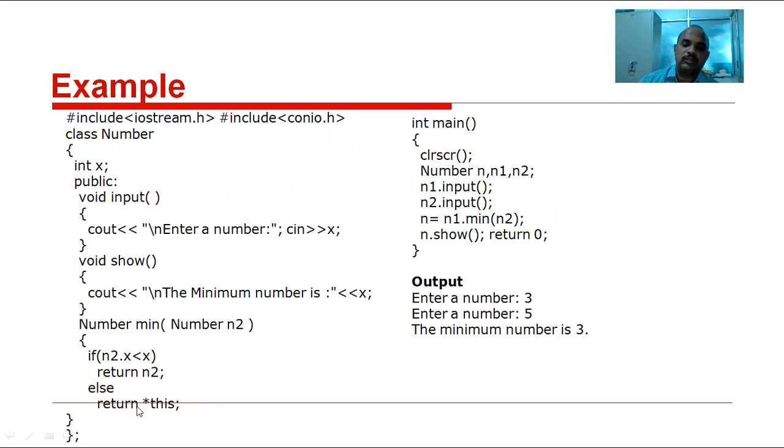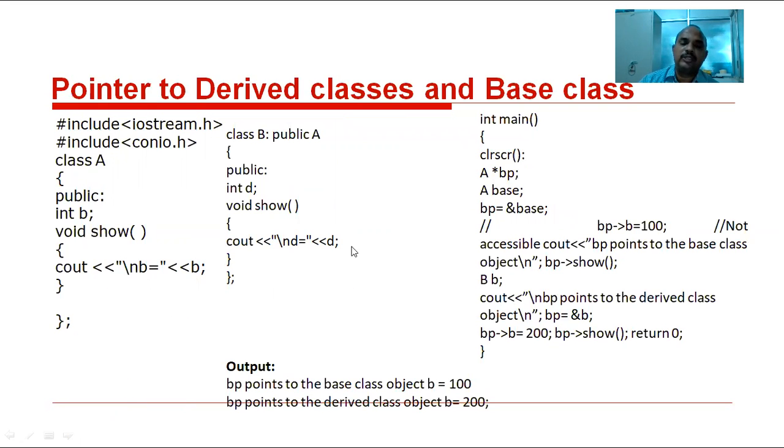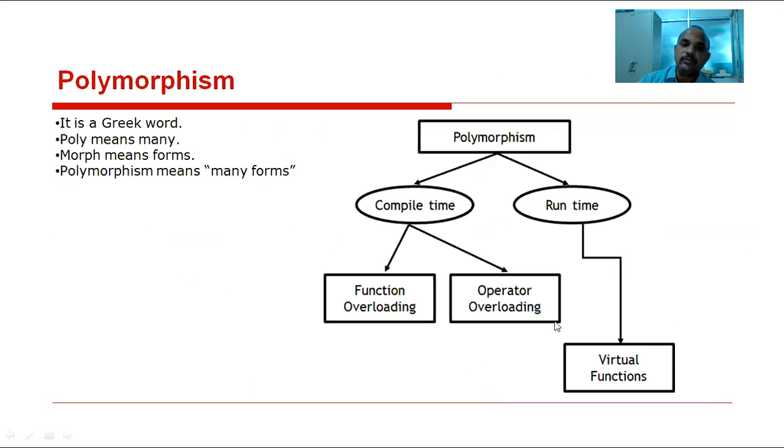Next one is pointer to derived class and base class. This is a base class, and this is a derived class. Then there is a base class pointer and a derived class object, where bp equals ampersand b. bp is a base class pointer, and b is a derived class object. The derived class object address is assigned to the base class pointer. Clear, all of you?